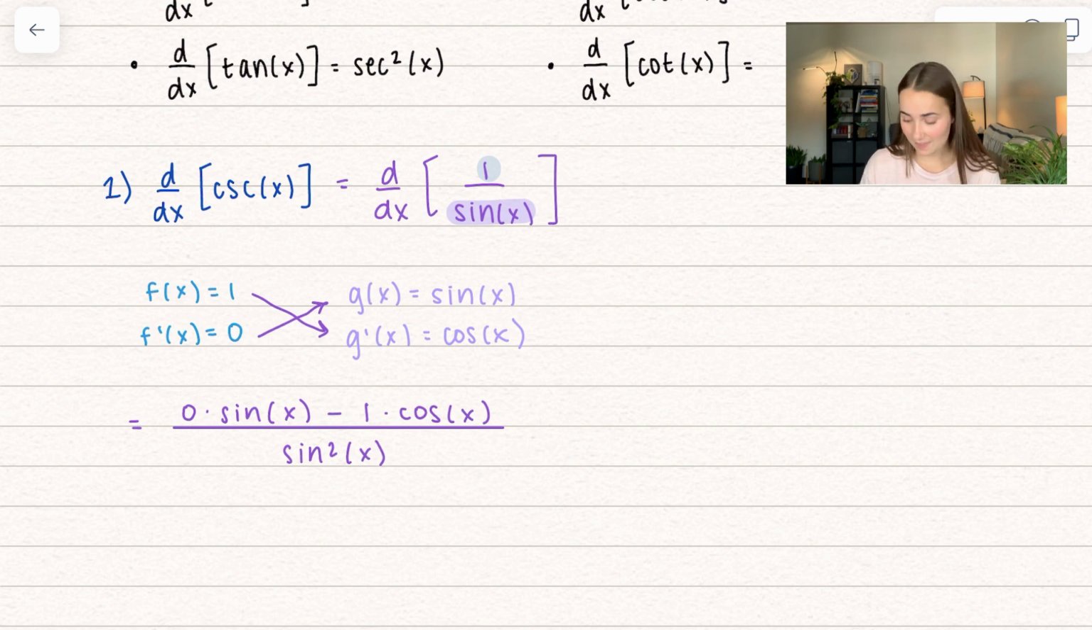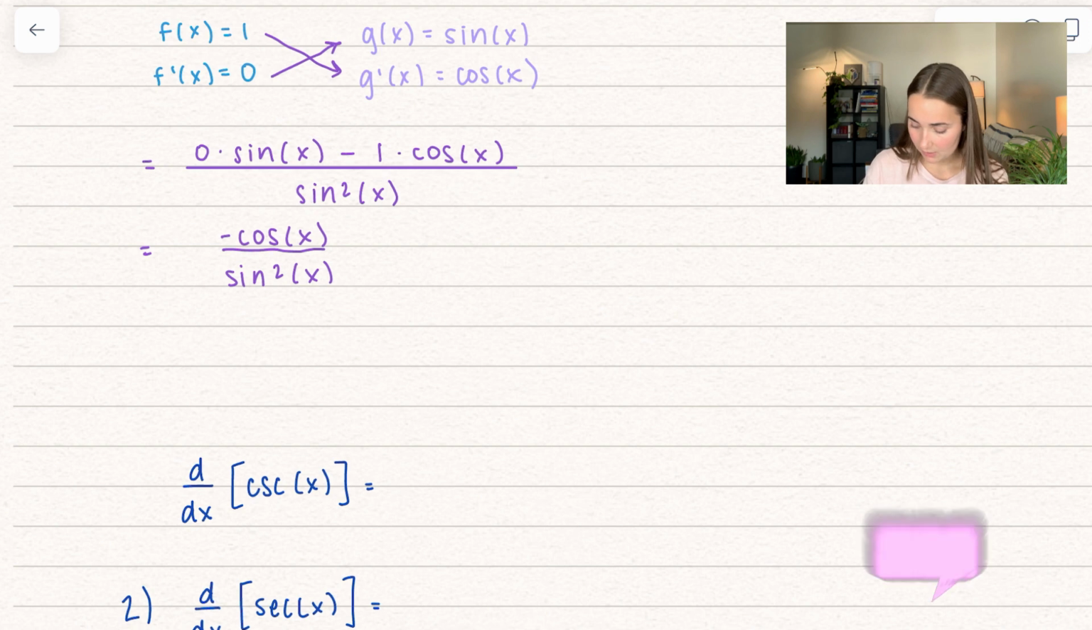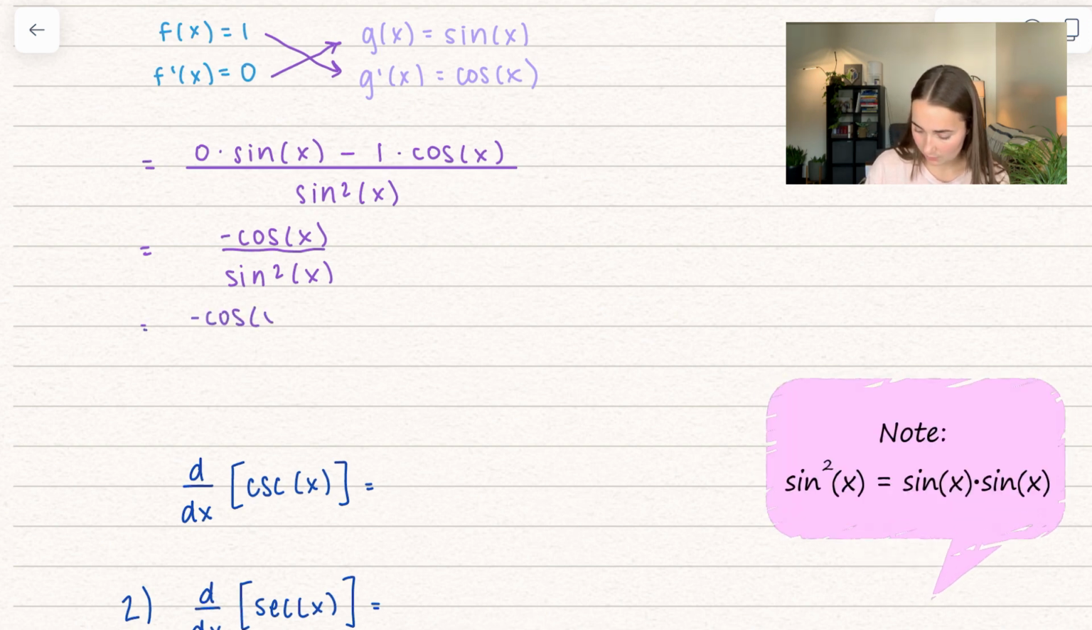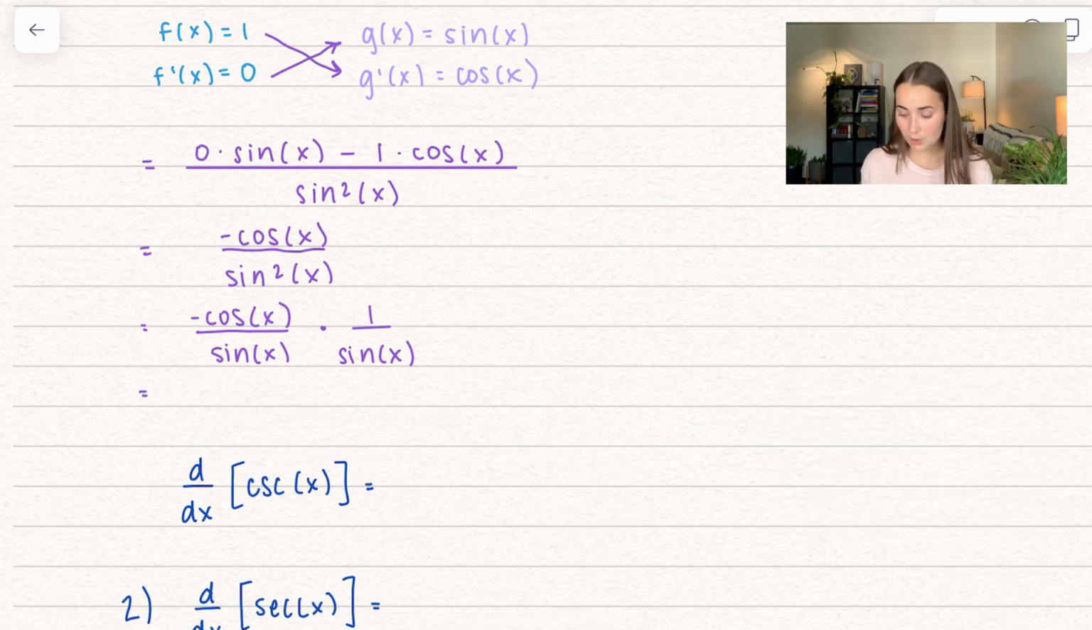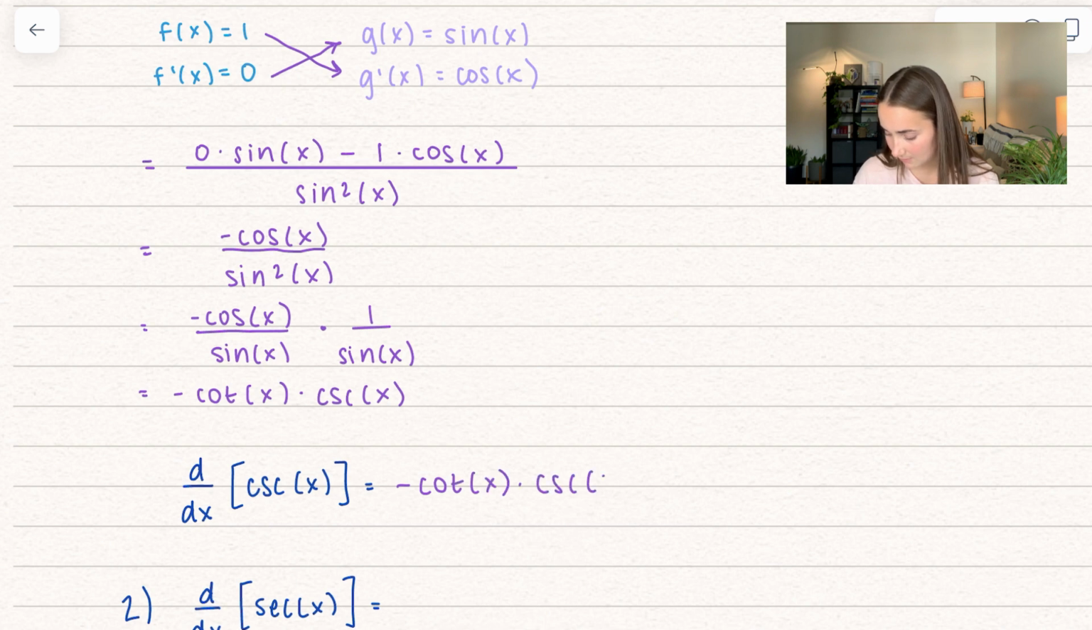I'm going to simplify this out a little bit. I'm going to rewrite this. So I have the negative cosine of x over sine x, and I'm going to multiply this times 1 over sine of x. This way I can really see what's going on with the trig. Here I have negative cosine divided by sine is negative cotangent of x, and then 1 over sine is cosecant of x. So we have the derivative of cosecant is negative cotangent times cosecant. So it actually has itself in the derivative.